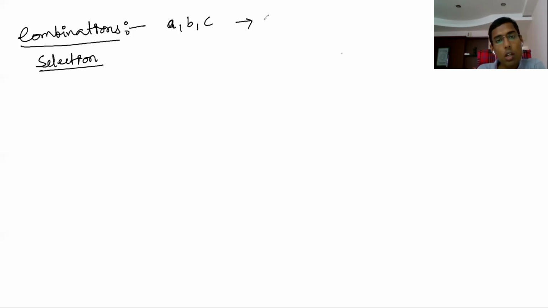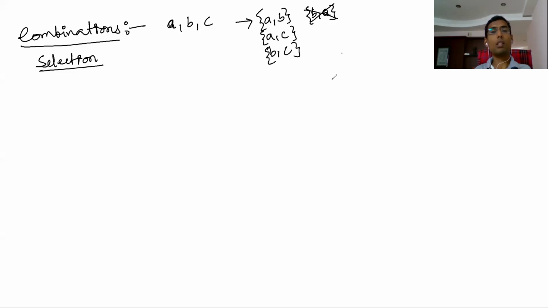So that means you can select AB, or AC, or BC. Selection means it's a set. It's not that AB is selected and then BA is selected; AB and BA are the same. Selecting AB or selecting BA is one and the same. That is a combination. So here there are only 3 ways: AB, AC, or BC.